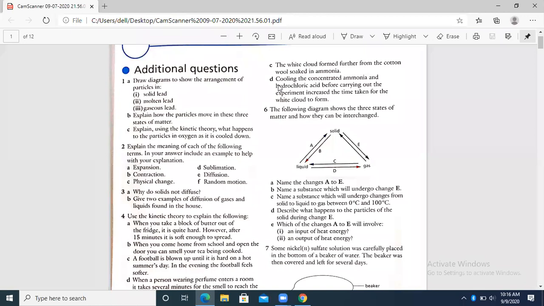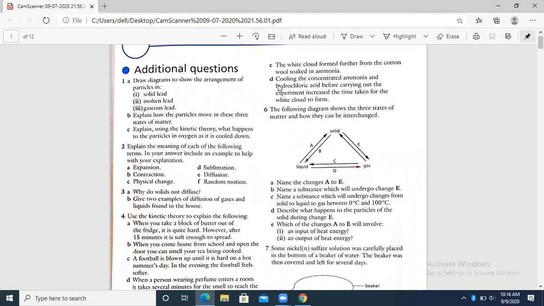Sir, what does kinetic energy mean in this question? Kinetic energy means moving energy. If anything moves, at that time it has energy. That is called kinetic energy, or we can say moving energy.